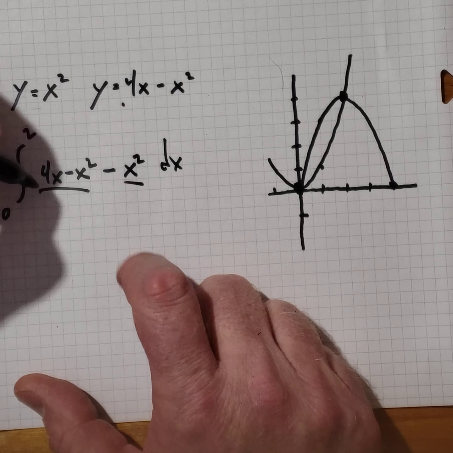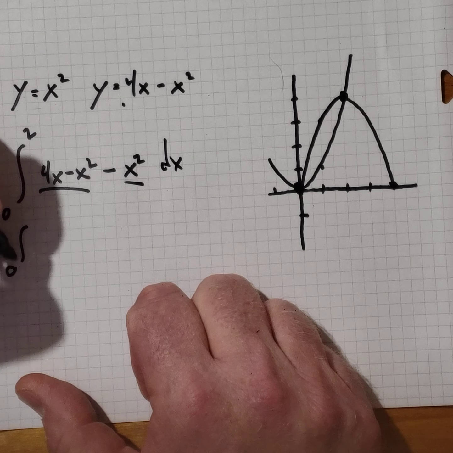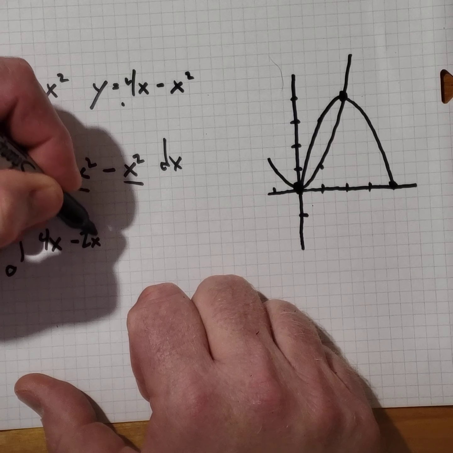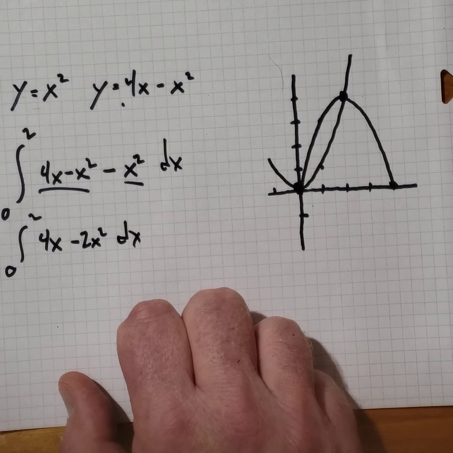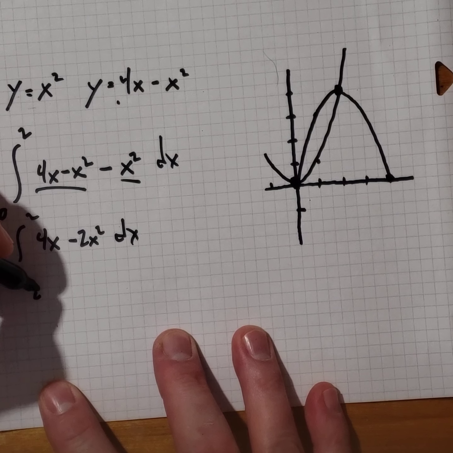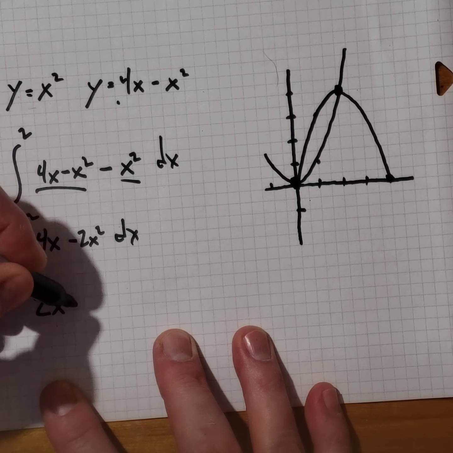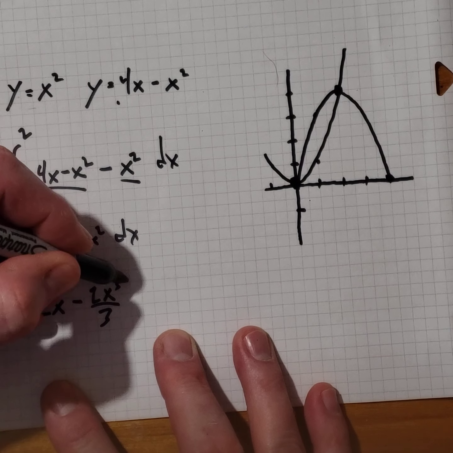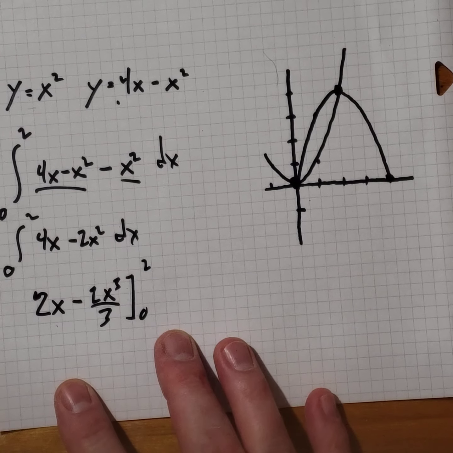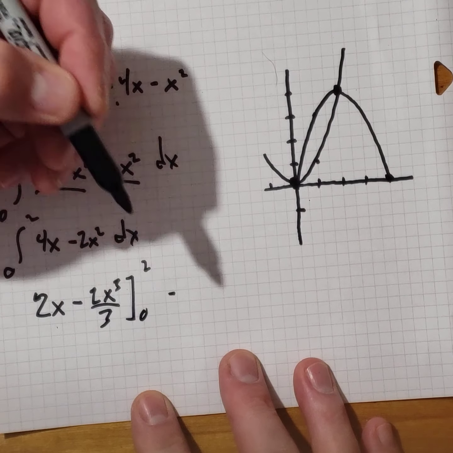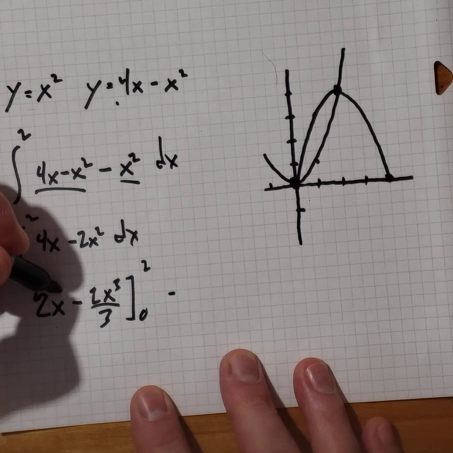The actual integration, well, simplify first, right? This is the integral from 0 to 2 of 4x minus 2x squared dx. The actual integration is simple. We get 2x squared minus 2x cubed over 3 from 0 to 2. Sorry, that's 2x squared. My bad.